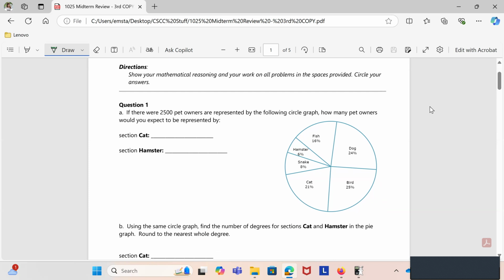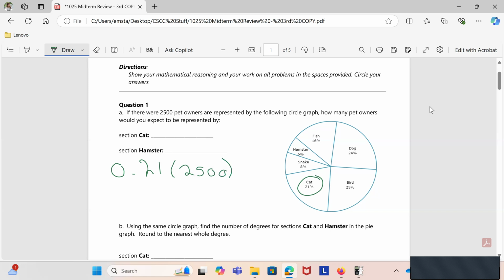How many pet owners would you expect to be represented by cats and by hamsters? So this is asking how many. So I find the cat piece of the pie, and that's 21%. What is 21% as a decimal? 0 point what? 21. 21, beautiful. And then I'm going to multiply that by the 2,500 because that's how many people were surveyed total. You can do this on any calculator.